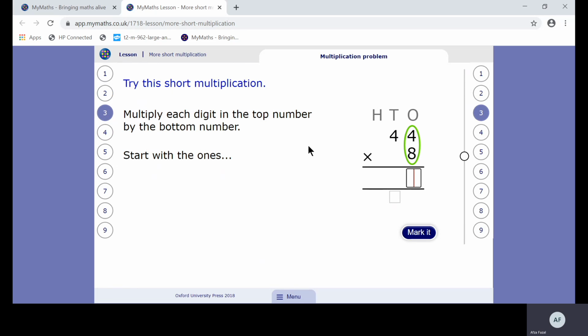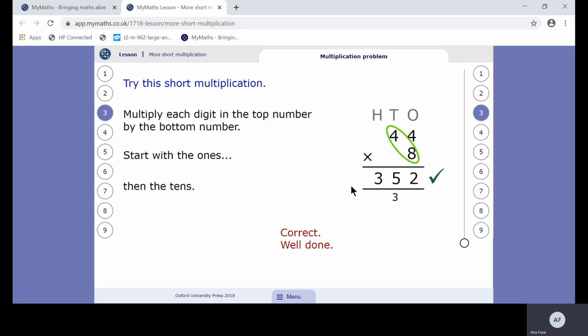Now, multiply each digit in the top number by the bottom number. So we've got 44 times 8. So 4 times 8 is 32. So I'm going to put the 2 there and my 3 there. Now 4 tens times 8 again is 32. Add the 3. So 32 add 3 is 35. Right in the correct place value column. So I've got 35 tens and there we go.